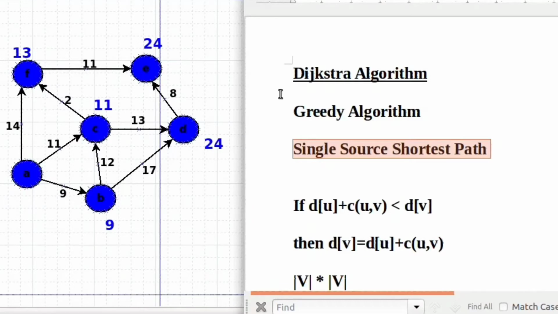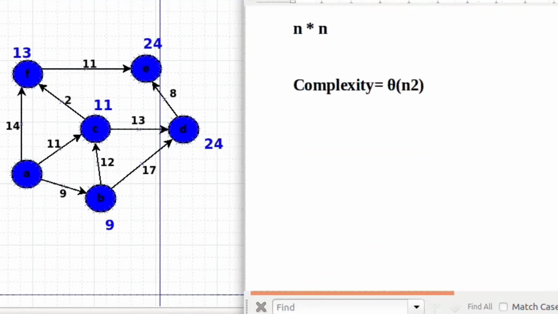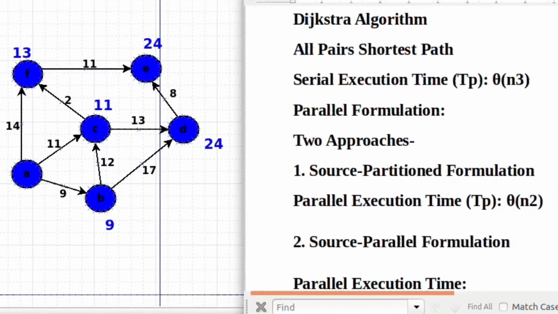So this is the drawback of Dijkstra algorithm, and for that I have created another video. There we have seen one example for that. Now in this video we'll see how Dijkstra algorithm is used for finding all pair shortest path, and also we'll see parallel formulation of Dijkstra algorithm. So for that there are two approaches. One is source partition formulation and another is source parallel formulation.